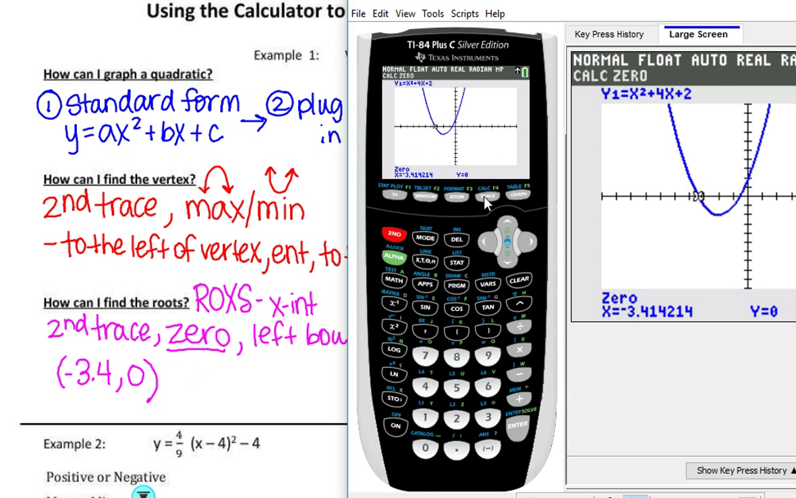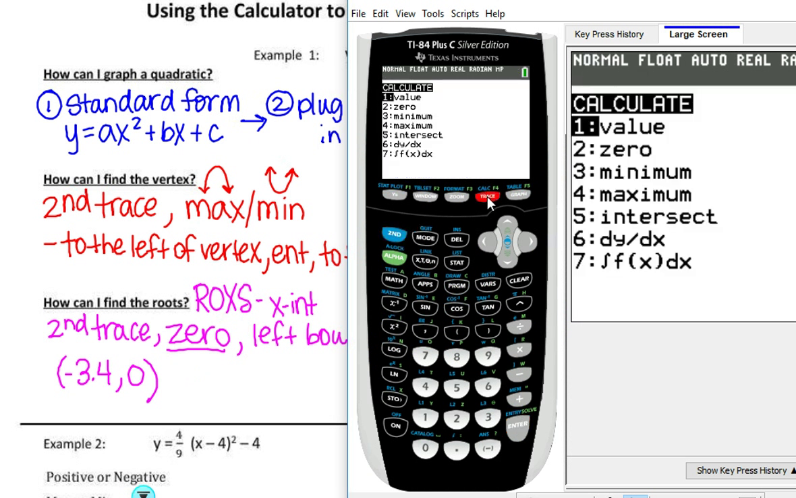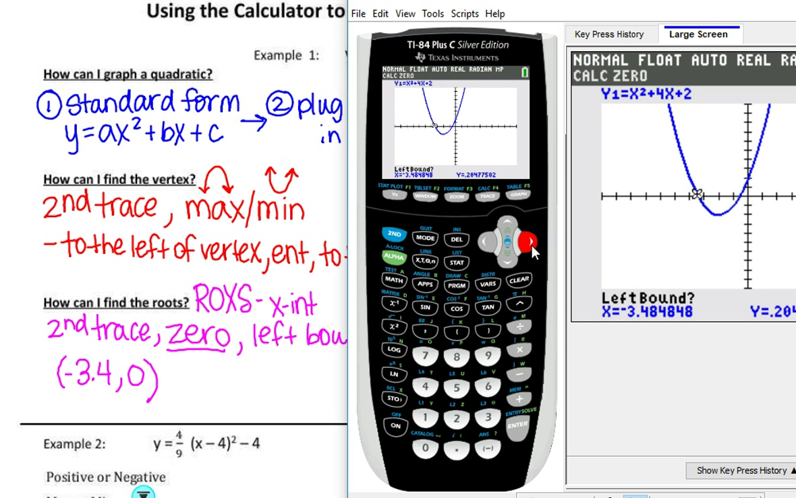So I'm going to do the same process. Second trace. I want to find my second 0. Now this is where it gets kind of weird. Now it's asking to go left again. So to the left of this x-intercept would be over here on this side. So I hit enter. And then I move it over to the right of the intercept and hit enter. And then I want it to take a guess, so I hit enter one more time.